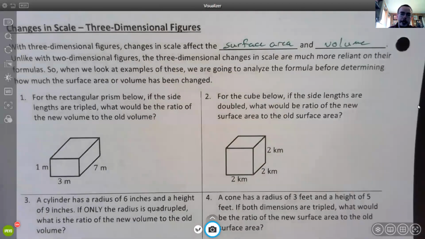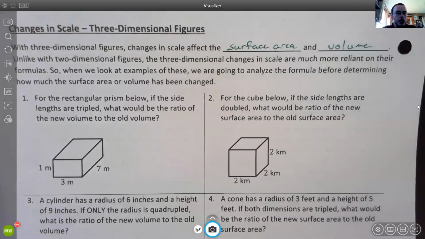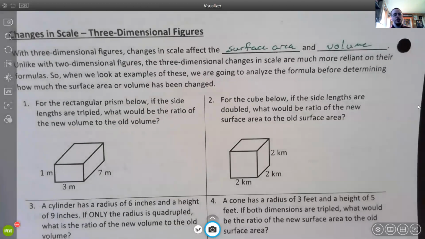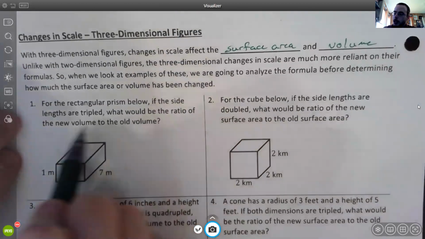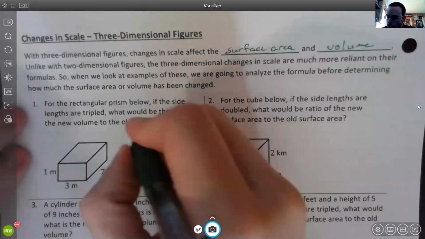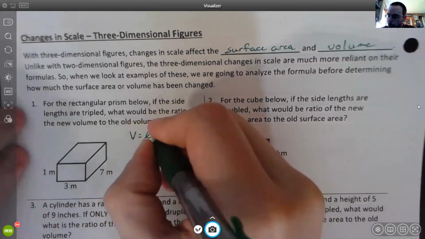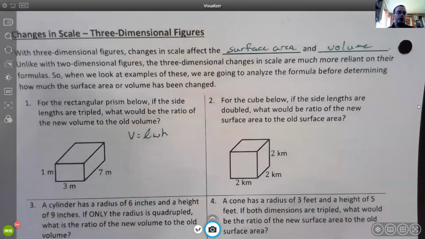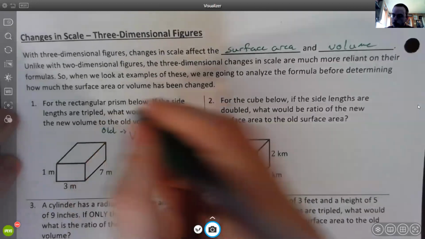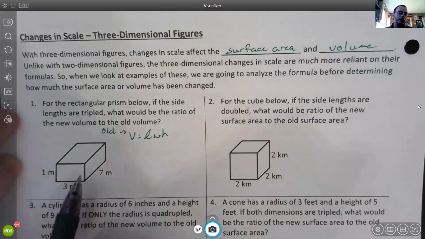So on number 1, it says for the rectangular prism below, if the side lengths are tripled, what would be the ratio of the new volume to the old volume? So just to get you acquainted with how I'm doing it with the formulas, we're going to talk about what it wants. It wants the volume ratio. So our initial volume is going to be length times width times height. That's our old volume. So in this case, it would be 1 times 3 times 7.